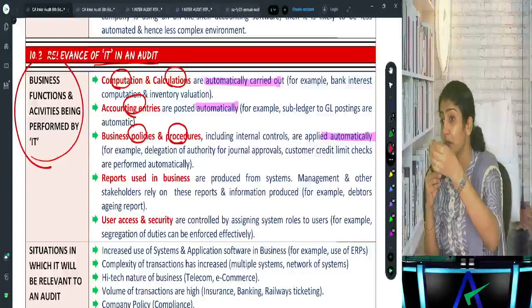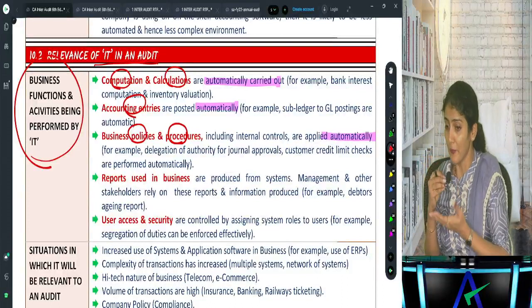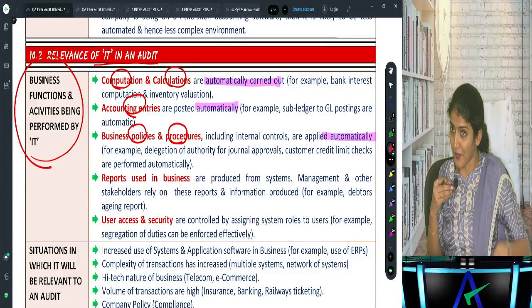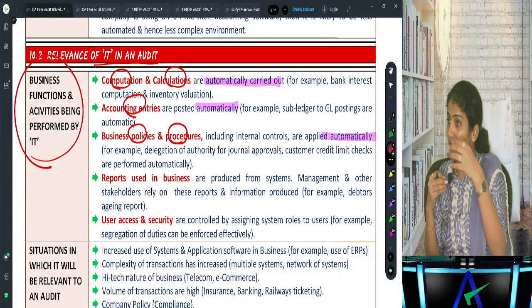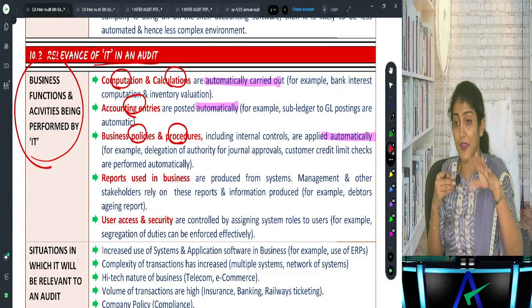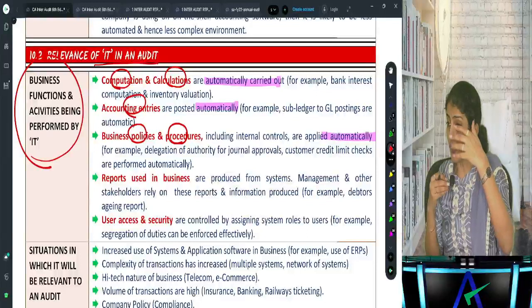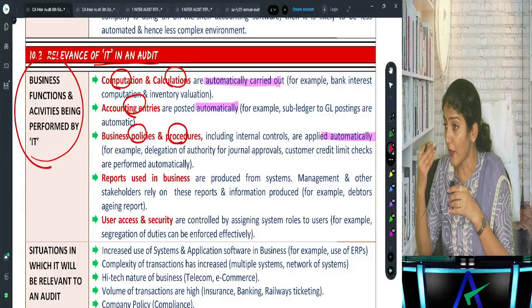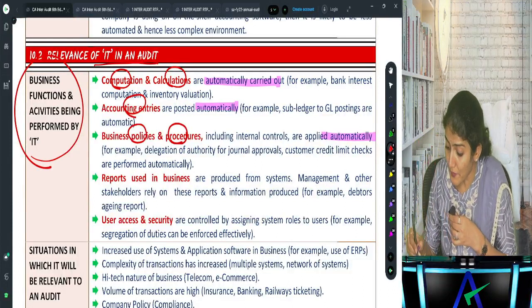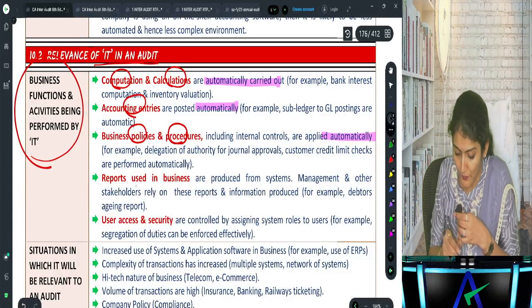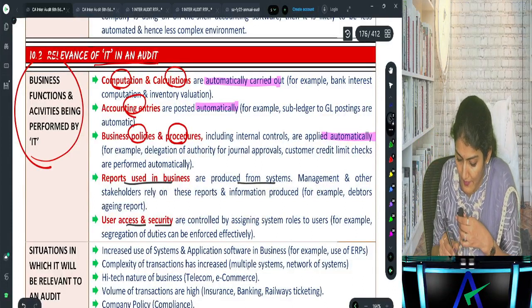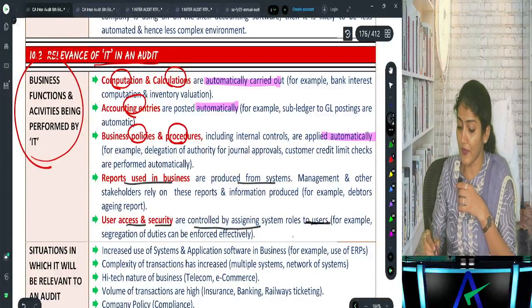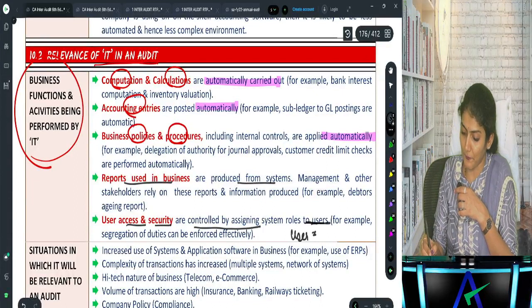Accounting entry. Whenever you withdraw money from the ATM, before I receive the money in my hand, my mobile beeps: your account has been debited by 2000 rupees and the available balance is so much. So what is that? Accounting entries are posted automatically. Business policies and procedures, including internal controls, are applied automatically. Then the reports used in the business are again produced from the system, and user access and security are controlled by assigning system roles to the users. So what is that? The user ID password control.